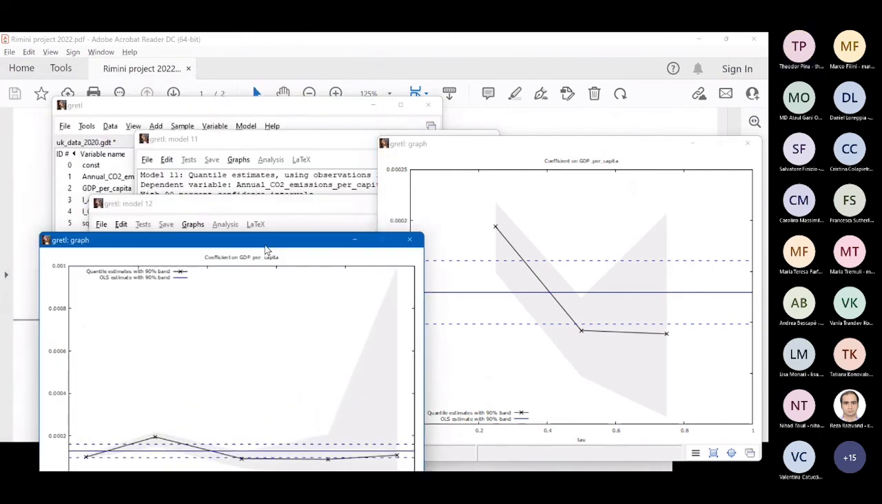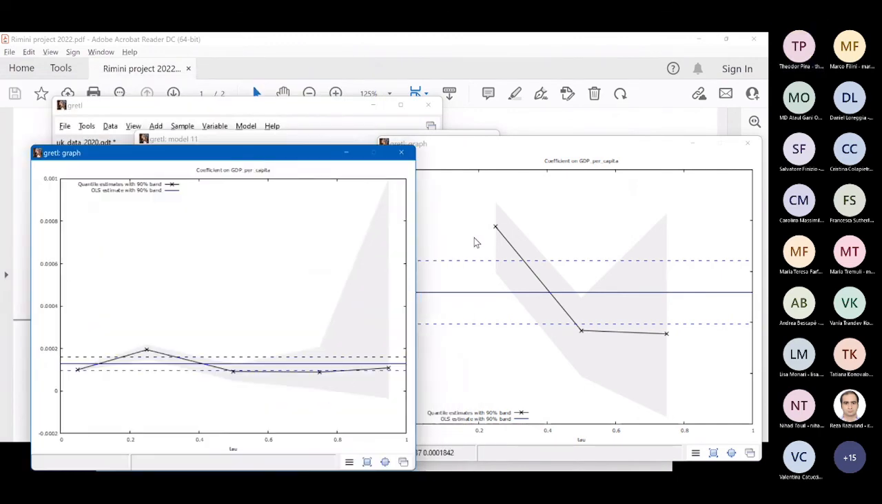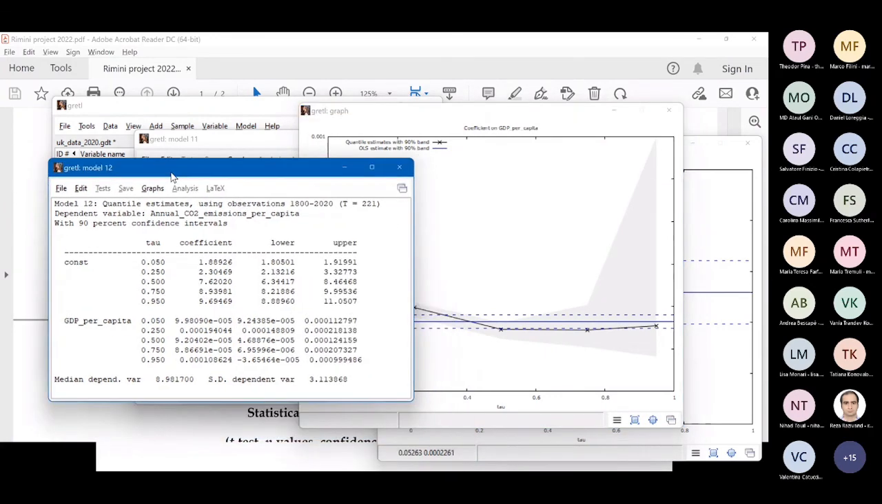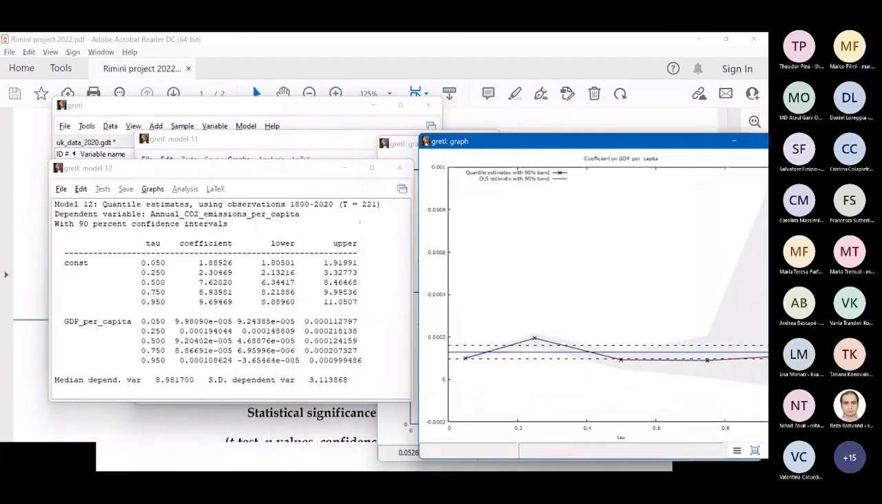So the blue line is from the OLS. Now the black line represents the coefficient from the quantile regression.